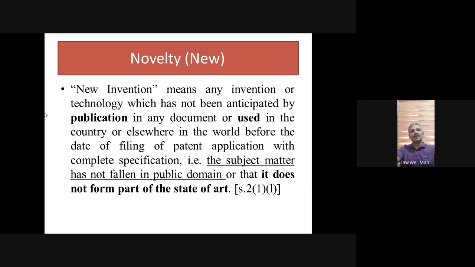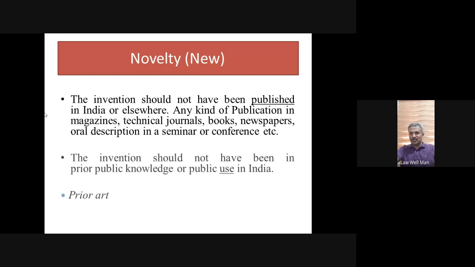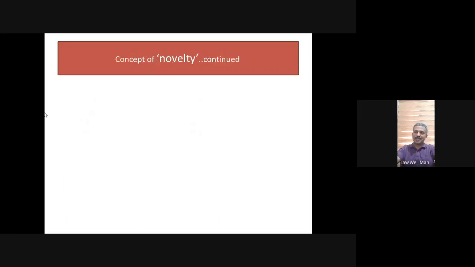And for which we will search throughout the world, or the process, the requirement is that. Now, this has already been considered, and we knew that it could be publication anywhere in India or anywhere else. It could be in magazines, technical journals, books, newspapers, oral description in a seminar or a conference. All these are part of it. So we call this prior art or state of art. If it is part of state of art, then there is no novelty, and then the invention gets disqualified. Otherwise, it can go forward with the claim. That's how it should be understood.